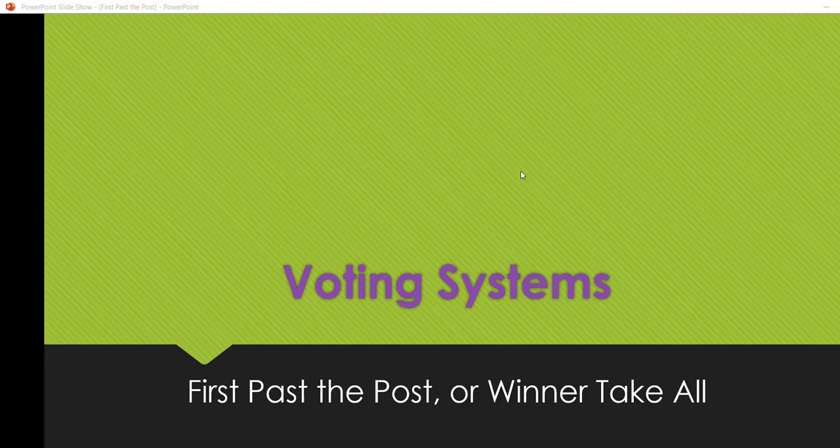The type of system that we use for most offices in the United States is called first past the post or winner take all. It's sometimes referred to also as single member districts, and so I want to take a few minutes to talk about how that kind of voting system works and what some of the advantages and disadvantages are to having that kind of system.